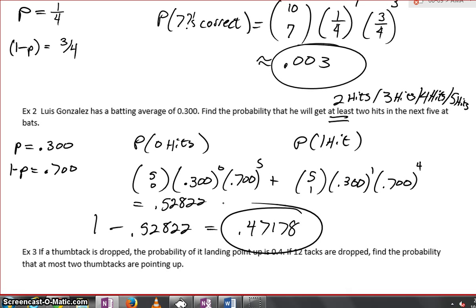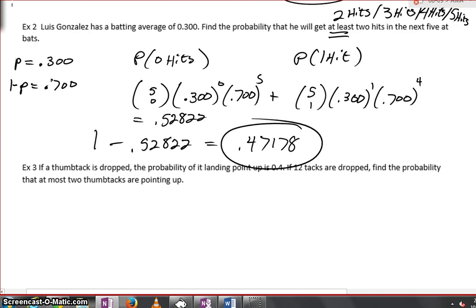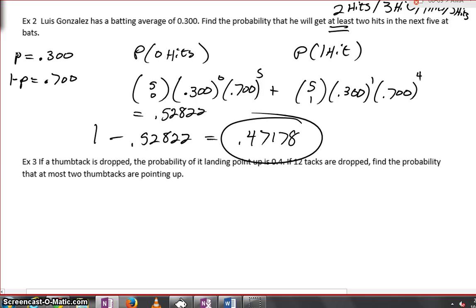Well, guys, let's see if we could just take a quick peek at this last problem. A thumbtack is dropped. The probability it lands up is 0.4. That means the probability it doesn't land point up would be 0.6. So if 12 tacks are dropped, here's that repeated trials. You know, all of a sudden this isn't happening for 1 thumbtack, it's happening for 12. Find the probability, oh, look at this word. At most, 2 thumbtacks are pointing up.